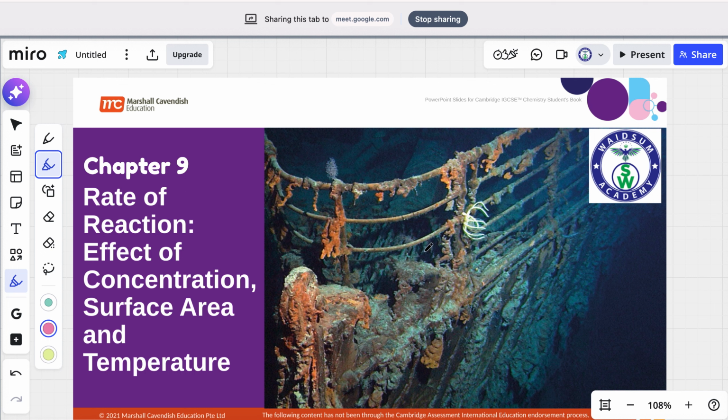Today we are looking at chemistry chapter 9, and the title of today's topic is rate of reaction. We're going to look at the effect of concentration, surface area, and temperature on the rate of reaction.